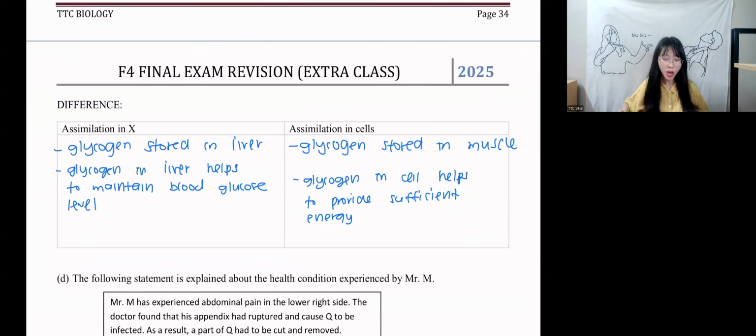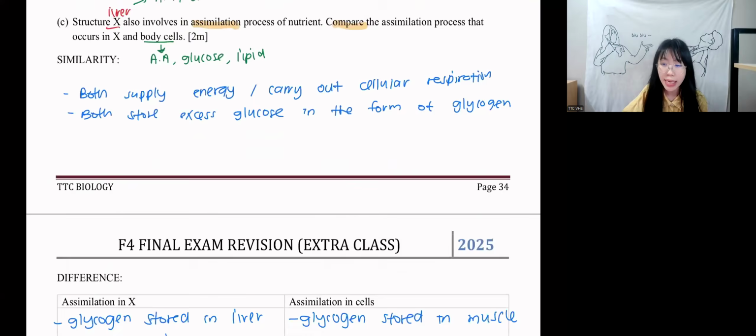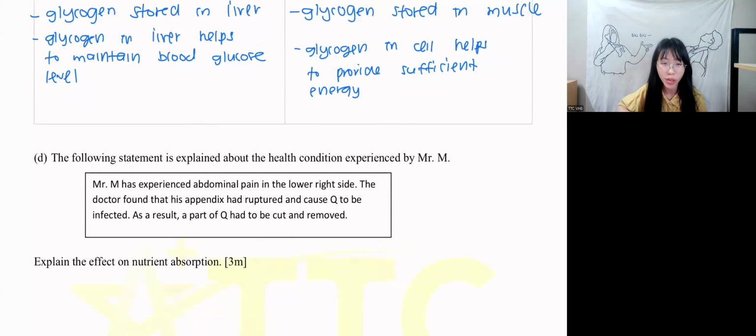Okay, next. The following statement explains about the health condition experienced by Mr. M. Mr. M has experienced abdominal pain in the lower right side. The doctor found that his appendix has ruptured and causes Q to be infected. As a result, the part of Q has to be cut and removed. Okay, now what is Q? Q we label as ileum. So they say ileum is being removed because it has appendicitis. Appendicitis means that there's inflammation of your appendix. So Q is the ileum just now.